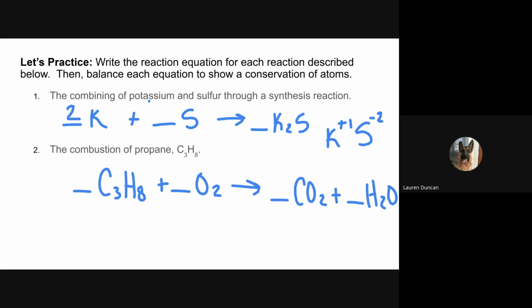There's 3 carbons on the left, so I can throw a 3 here. There's 8 hydrogens on the left. I can throw a 4 here to make 8 hydrogens also on the right. If I total it up, 3 times 2, there's 6 oxygens here from the 3 carbon dioxides. 4 times 1, there's 4 oxygens from the 4 water molecules. So a total of 10. What number times 2 makes 10? 5 times 2 makes 10. There are now 10 total oxygens on both sides of the reaction equation. Okay, one more.